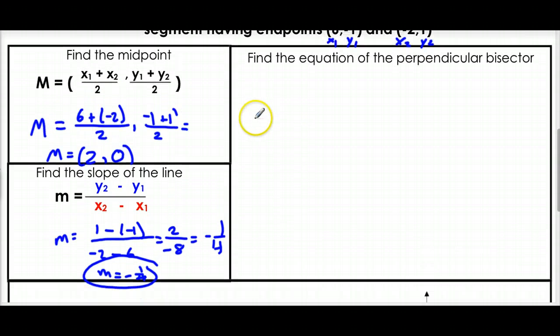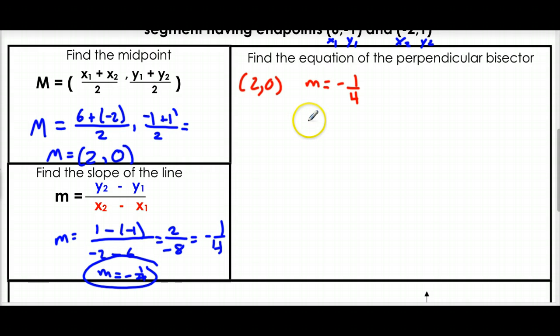So to find the equation of the perpendicular bisector, we know two things. One, it's going to go through the midpoint, so it's going to go through (2, 0). And we know the slope is going to have to be perpendicular to -1/4. Let's put little notes here. Let's say m is equal to -1/4. That's our original line.